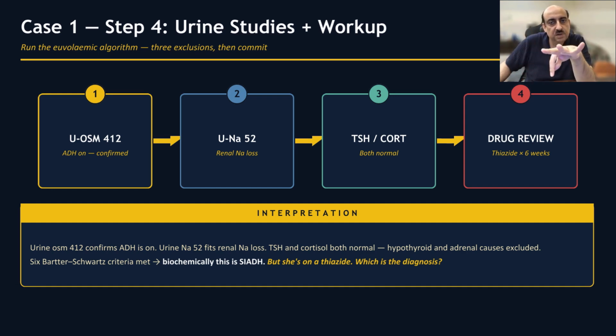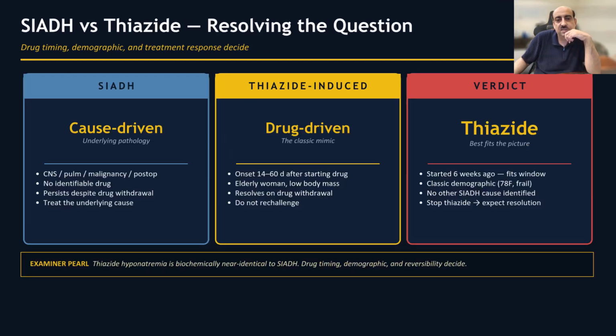We cannot apply the Bartter and Schwartz criteria until we look at the medications. She's been on thiazide for 6 weeks. So biochemically, it is SIADH, but there is a history of thiazide diuretic. So what is the diagnosis? Finally, let's settle the dispute between SIADH and thiazide diuretics. Well, actually, I cannot do it alone. We'll have to get our MedEd quartet, including our AG.